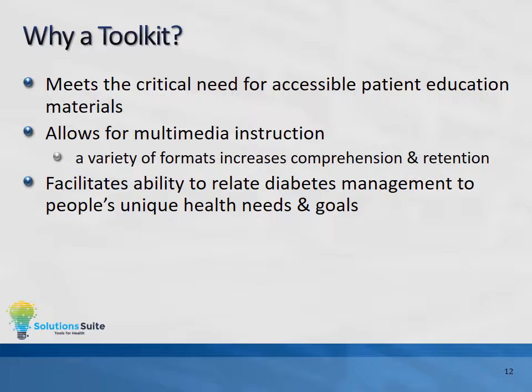First, they need educational materials that are relevant and easy to understand. They also need information presented in different ways, including written, visual, and audio formats. This is called multimedia instruction, and it helps increase comprehension and retention of information. Another thing a toolkit does is present information in ways that help people manage their diabetes according to their particular needs and goals.